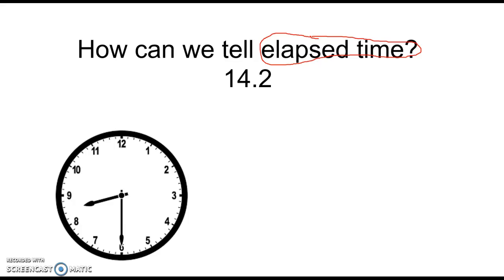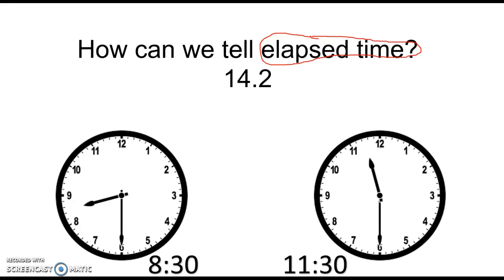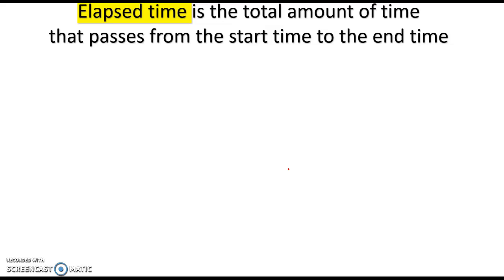For example, let's say I get to school at 8:30. Let's say I get to go to specials at 11:30. The elapsed time is how much time passes between 8:30 and 11:30. So the elapsed time is 3 hours. So between 8:30 and 11:30, there are 3 hours. Let's talk about how to find that time in between, that elapsed time. Elapsed time is the total amount of time that passes from the start time to the end time.